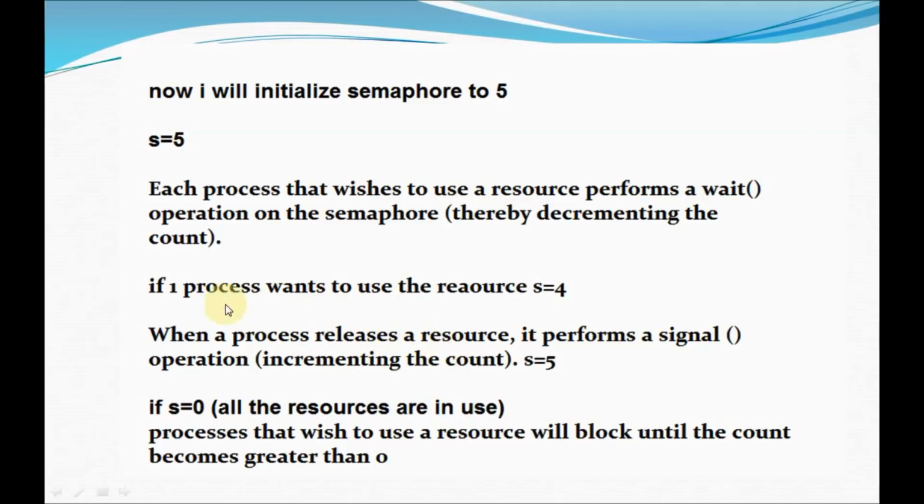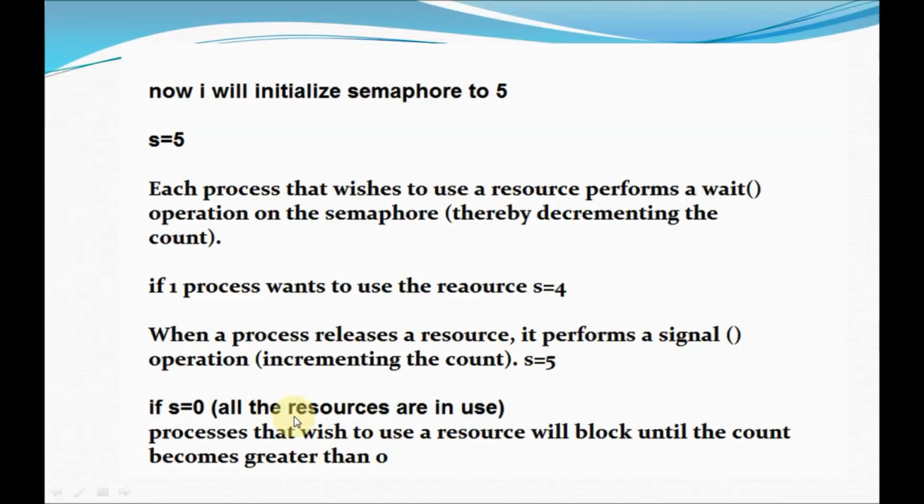Now assume that one process that requested the resource has now released it. Now the value of S changes from 4 to 5 because that resource is released. Only one process is used in this example, right? That's why when one process released it, the value of S changed from 4 to 5.